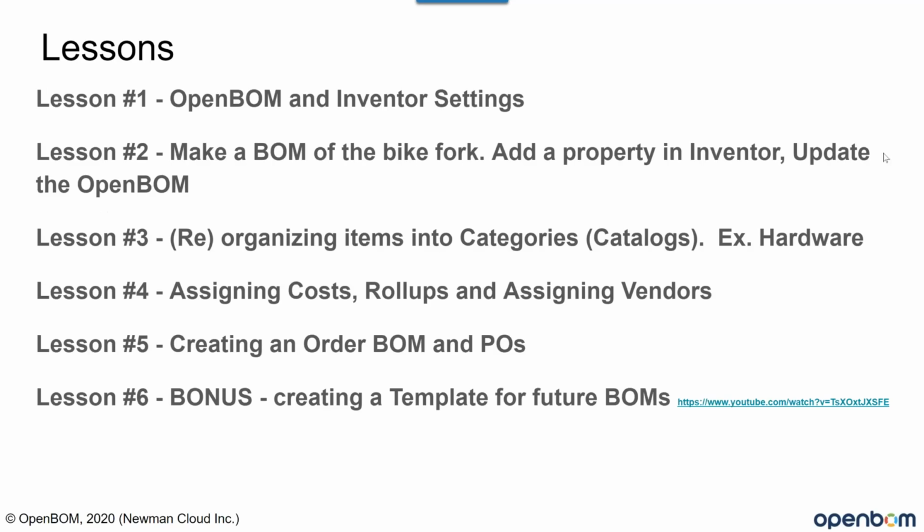Okay, there are our 6 lessons for today, and I'm going to go through them in a little bit of an outline here. We're going to go through some of the basics and then settings. We're going to make a BOM of a bicycle front fork, and we're going to make a change. We're going to do an update. We're going to reorganize it; in other words, we're going to put all the screws into a hardware category and catalog. We're going to assign some costs and roll up the costs of some parts to calculate the cost of subassemblies. Then we'll deal with vendors and planning, and in the end, we're going to create some purchase orders.